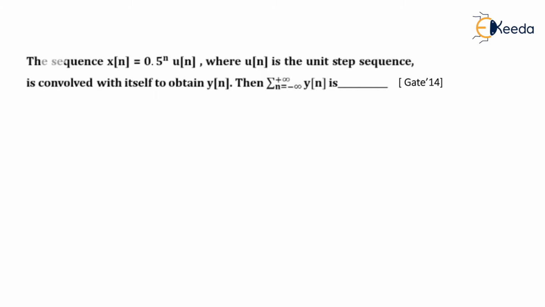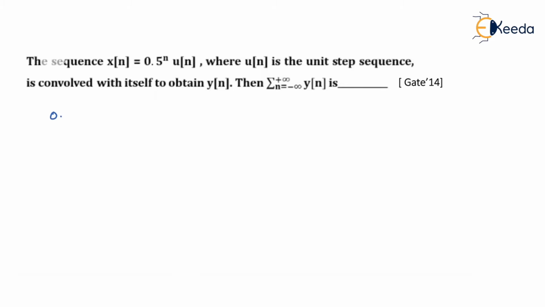Question number 1 is displayed on the screen. The sequence x of n equals 0.5 to the power n u of n, where u of n is the unit step sequence, is convolved with itself to get y of n. So y of n equals x of n convolved with x of n. Then find the summation of y of n from n equal to minus infinity to plus infinity. So let us see how to handle this.